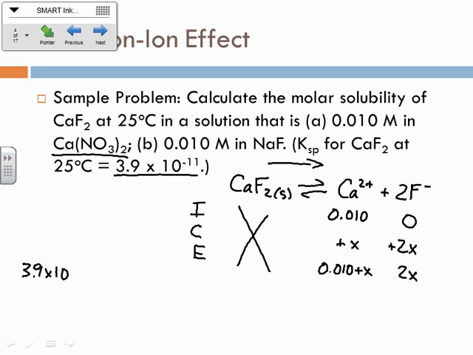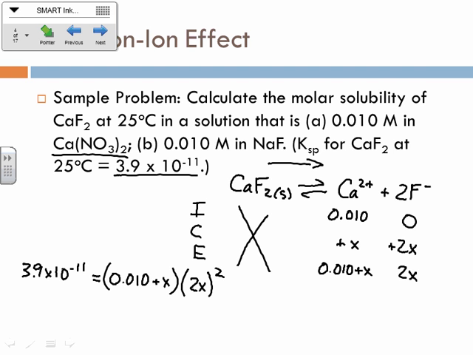3.9 times 10 to the negative 11th equals 0.010 plus x times 2x squared. Well, this is just kind of a mess, isn't it? We're going to end up with a quadratic here, and I would prefer not to. Actually, this isn't even a quadratic, because this is squared, so when we multiply that by the x, we're going to have an x cubed term, and then some other terms as well. And I'd prefer not to have to mess with that.